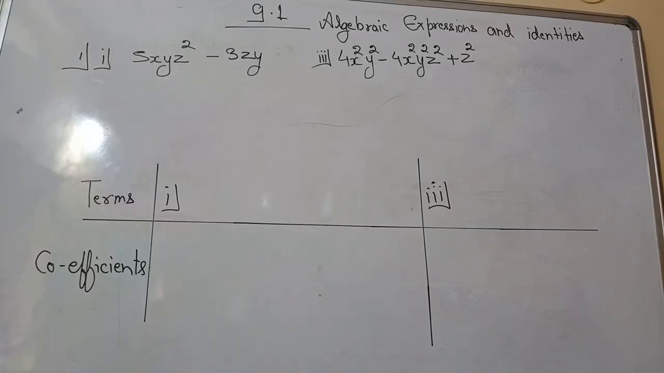Today we are going to start a new chapter, which is algebraic expressions and identities. This is of class 8 and the chapter number is 9. So let us begin with exercise 9.1. See what is given in exercise 9.1.